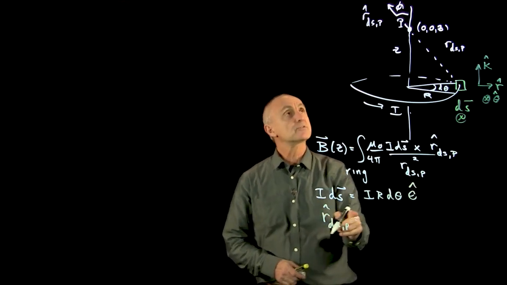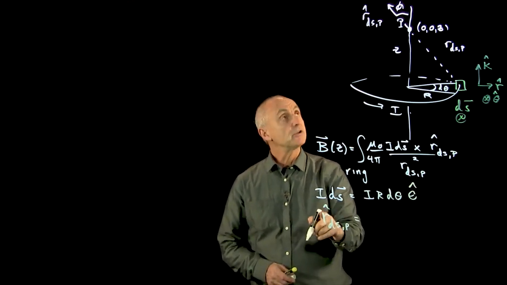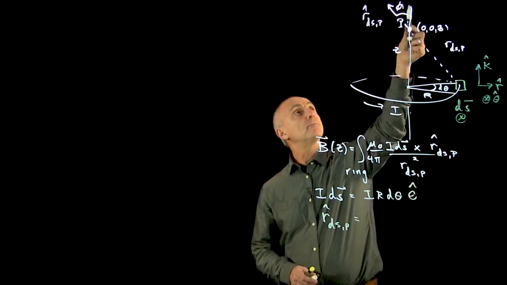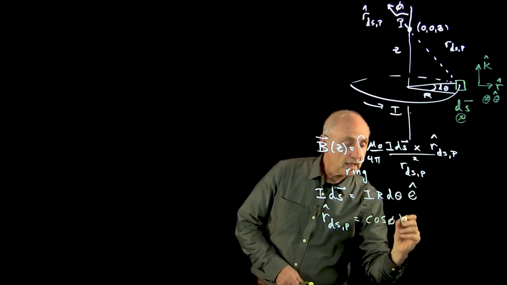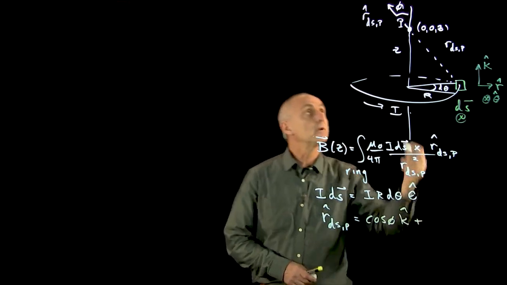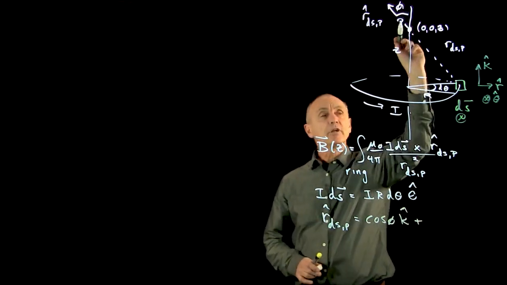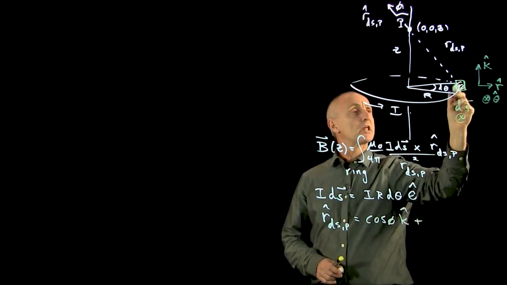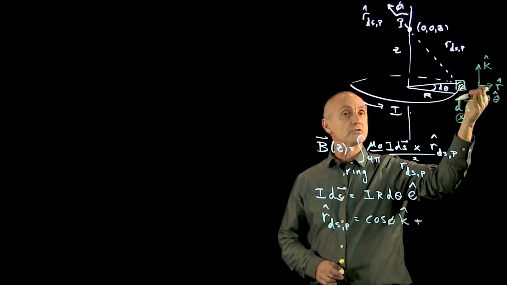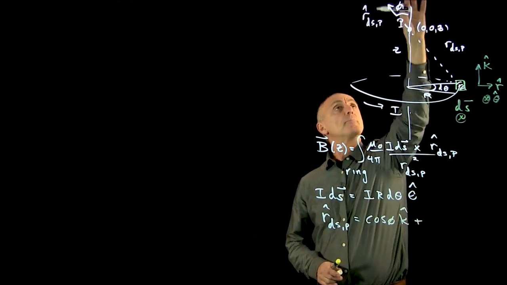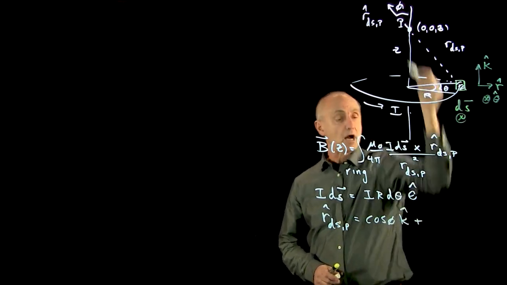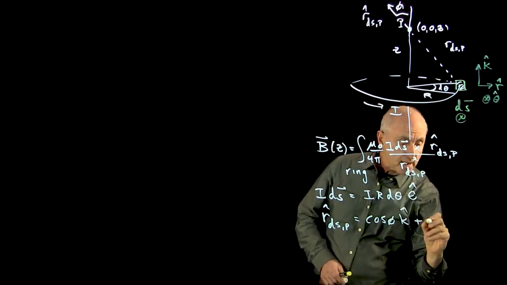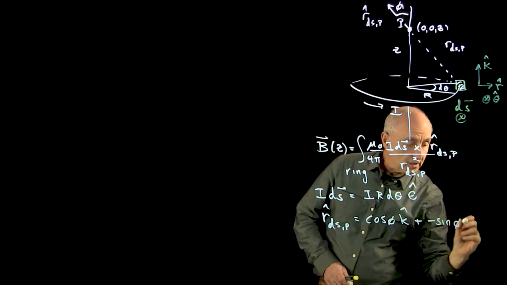And here's where I can just use vector decomposition. This unit vector from the source point to the field point has a vertical component adjacent to the angle. So we have a cosine phi k hat, and we have a component. Now, you have to be very careful here because we're talking about the source element here with these unit vectors. And the component is in the minus r hat direction, opposite the angle. So it's minus sine phi r hat.